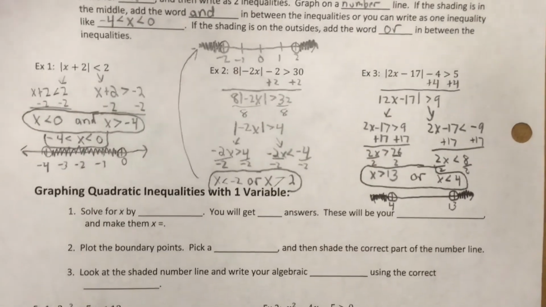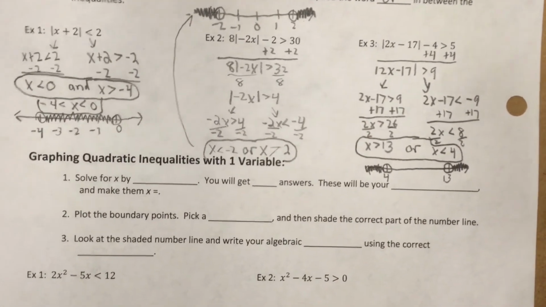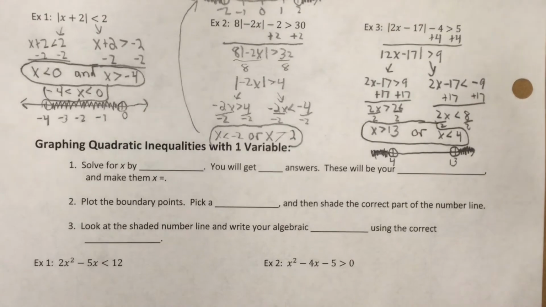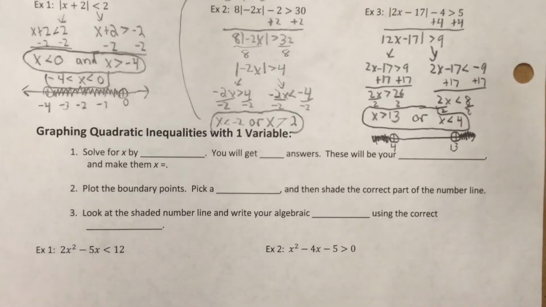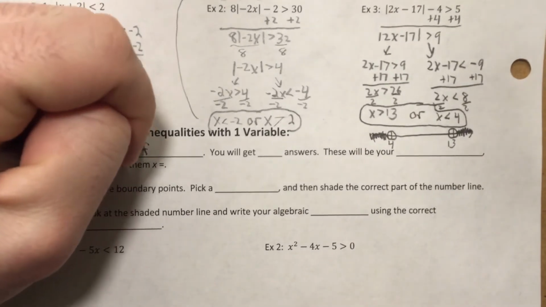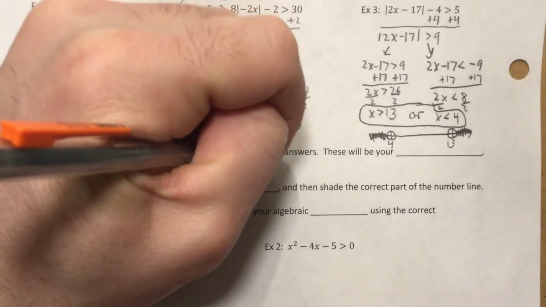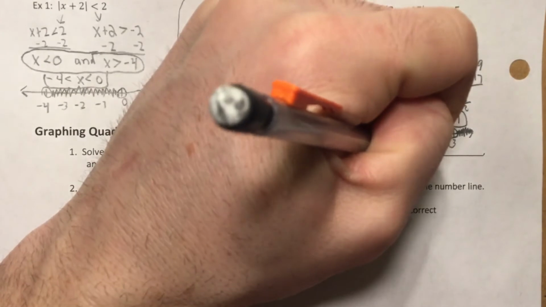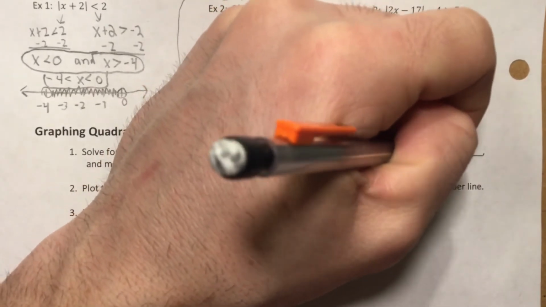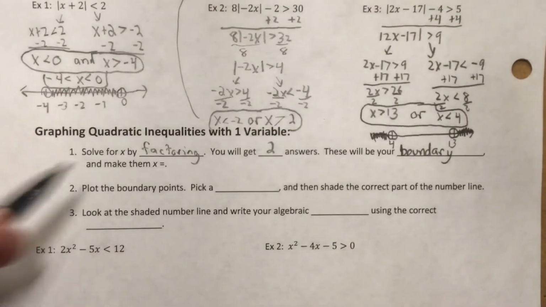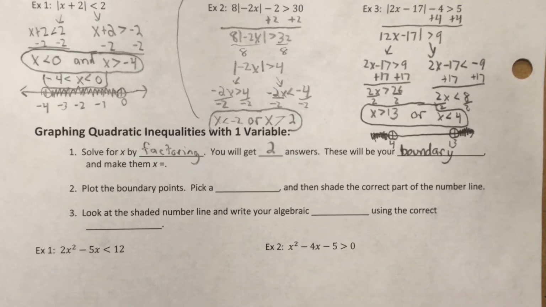All right, now on to graphing our quadratic one variable. So you're going to solve for x by factoring and using the zero product property. You're going to get 2 answers, and these are going to be your boundary points. And for right now, just treat them as like an x equals, because we'll plot the boundary point.